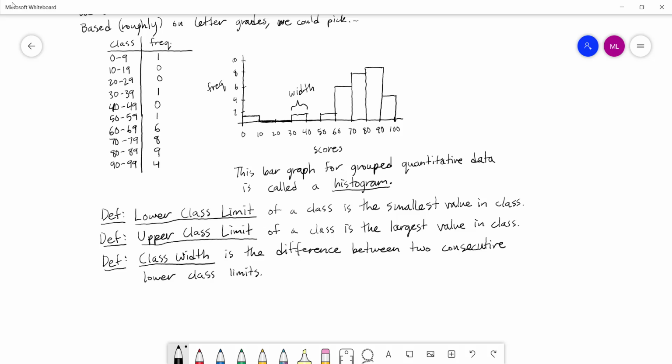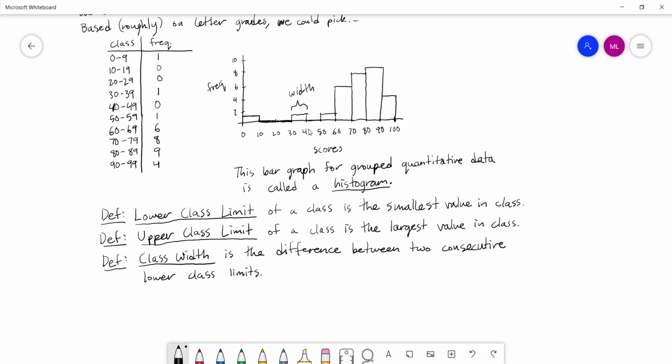Erase all of that. So our class width is just the difference between any two consecutive lower class limits, or we could get the same thing with the upper class limits, right? 59 minus 49 is also 10, just as 50 minus 40 is 10. So it's just the width of these bars over here. So that's what we're going to be dealing with.